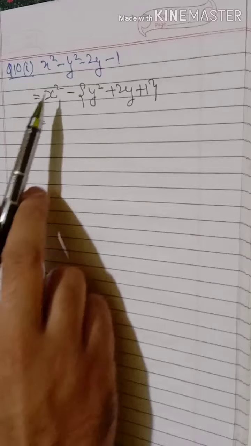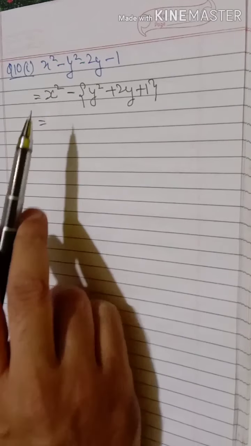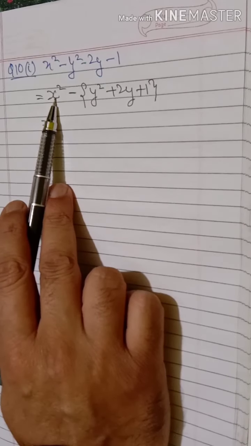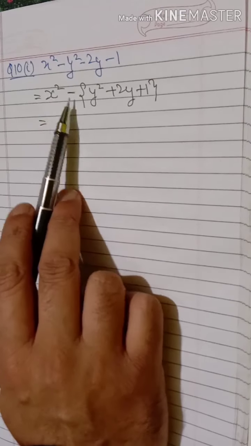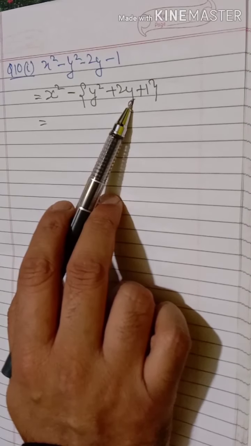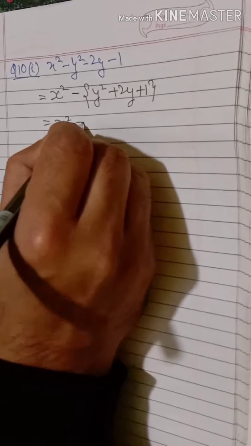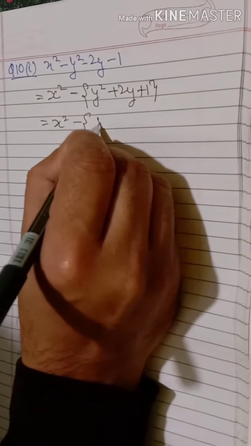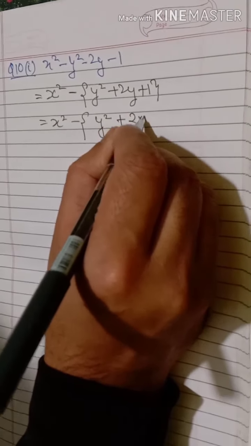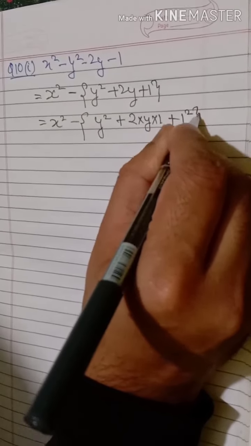Now the first term is already in the form of x square, that means a square minus, now this we need to write in terms of b square, so that we can easily apply the identity a square minus b square. Okay, let us see how do we change this to b square. Now please be very careful here. X square minus, okay, can this be written as y square plus 2 into y into 1 plus 1 square.